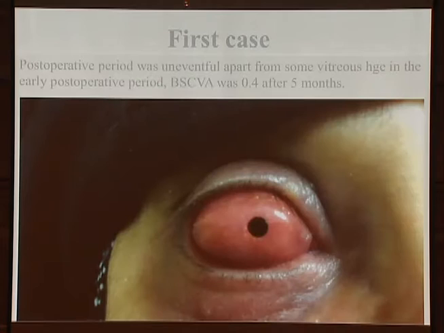The post-operative period was uneventful, apart from some vitreous hemorrhage in the early post-operative period. Best corrected visual acuity was 0.4 after 5 months.